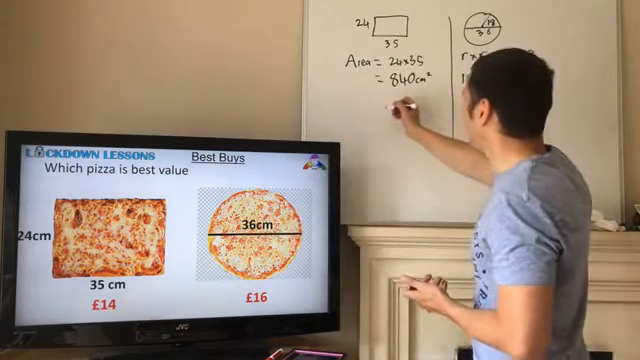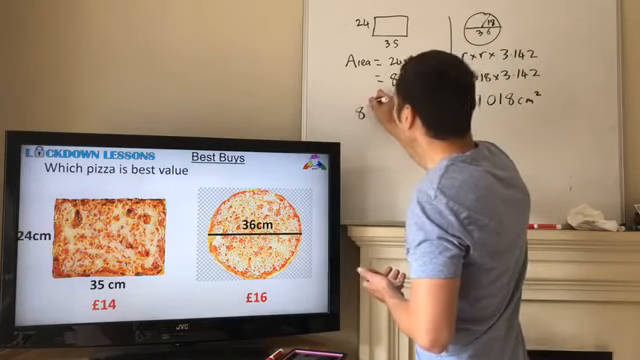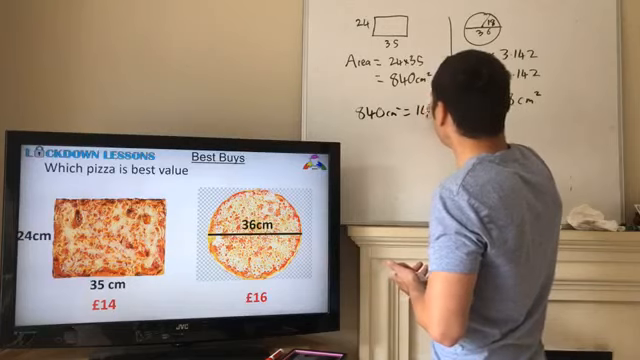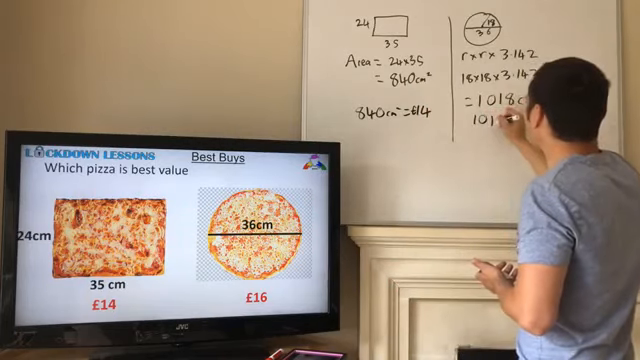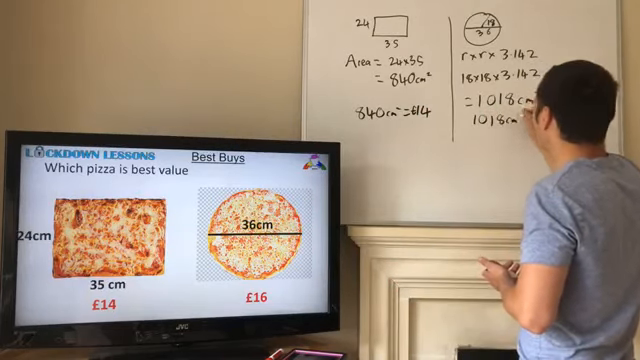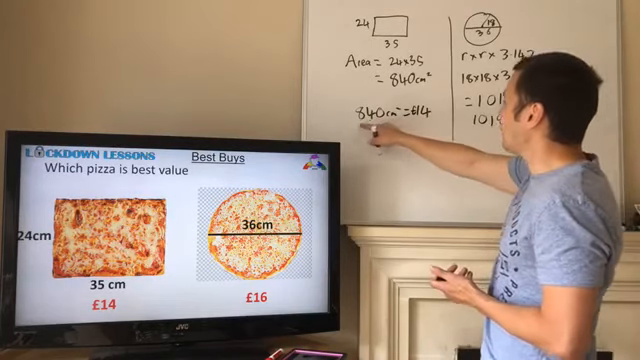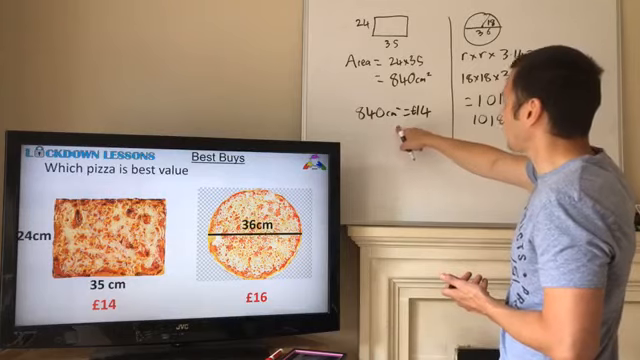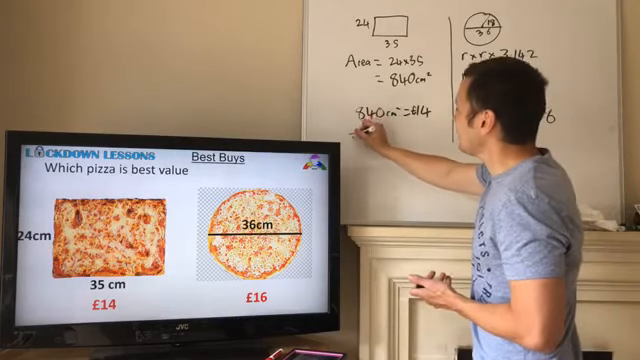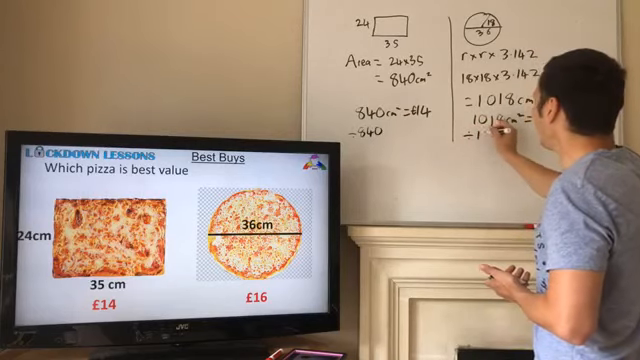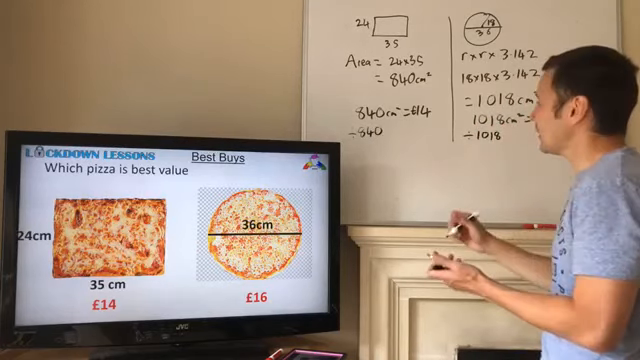So this one is £14. So 840 centimetres squared equals £14. 1,018 centimetres squared equals £16. So I'm going to find out how much it is for 1 centimetre squared. So I'm going to divide this by 840. But a tiny bit of pizza, divide this by 1,018.